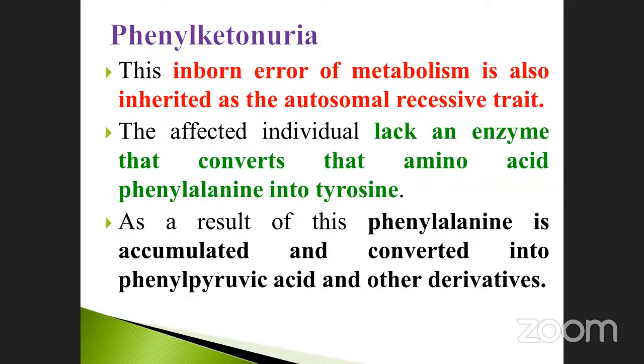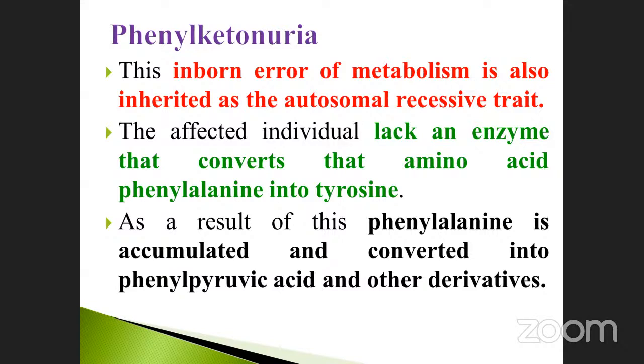The conversion is not possible. As a result, what happened? Phenylalanine is accumulated, because this conversion is not possible. The accumulated phenylalanine is converted into phenylpyruvic acid and other derivatives.